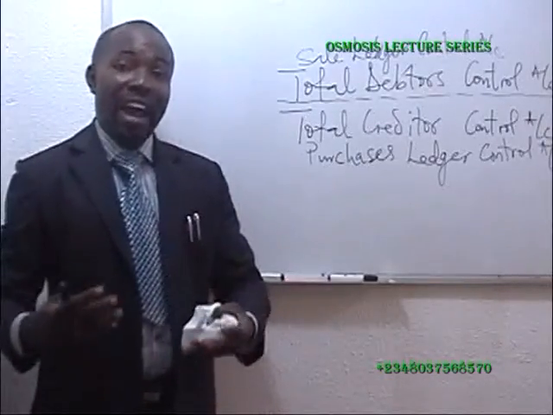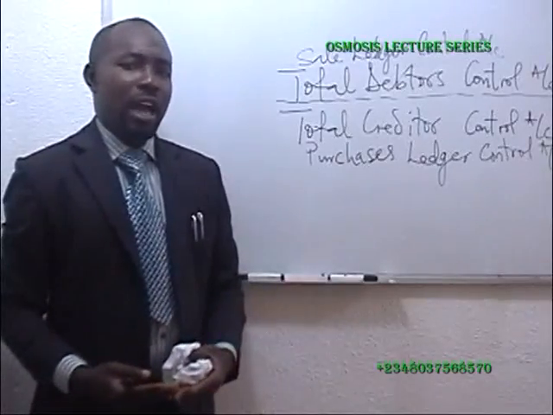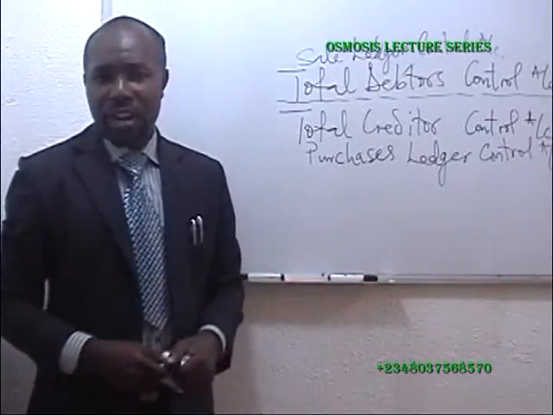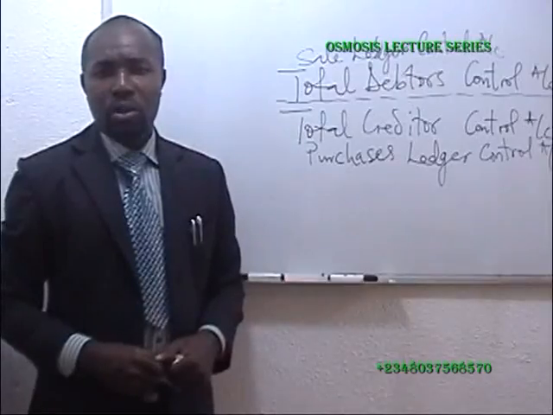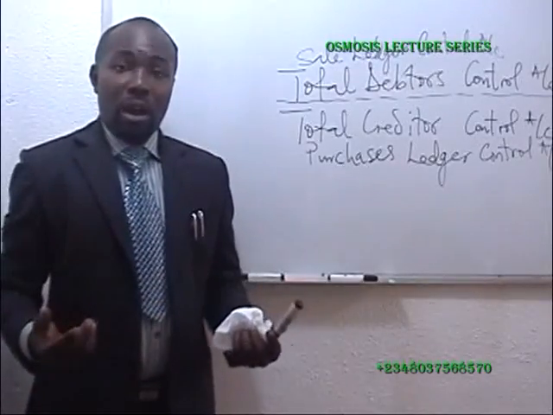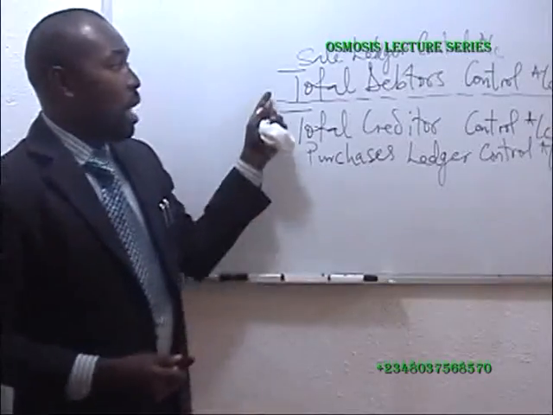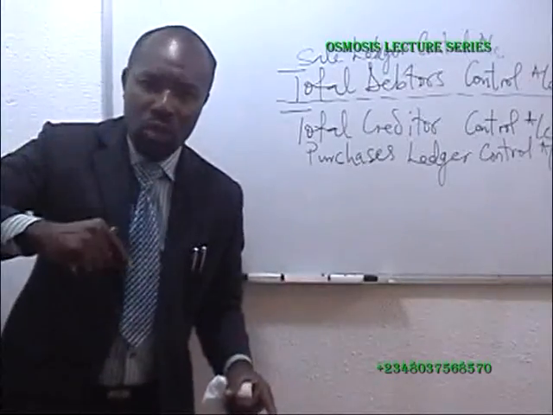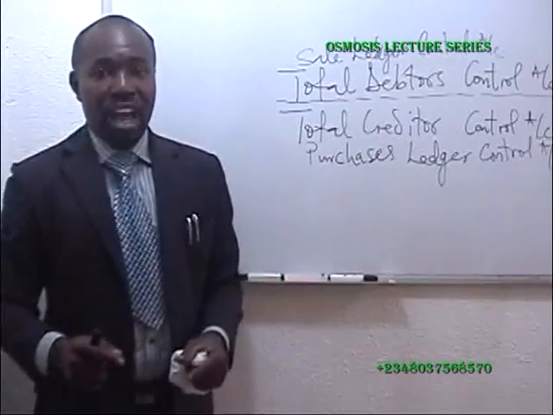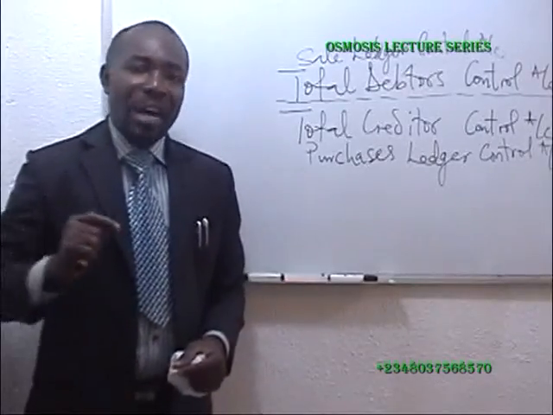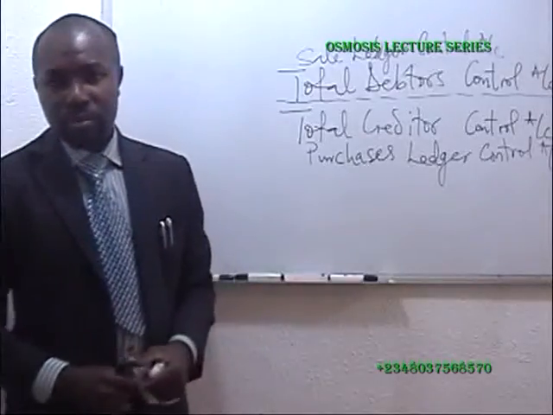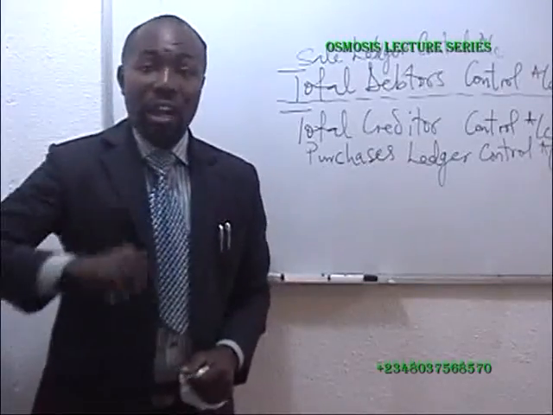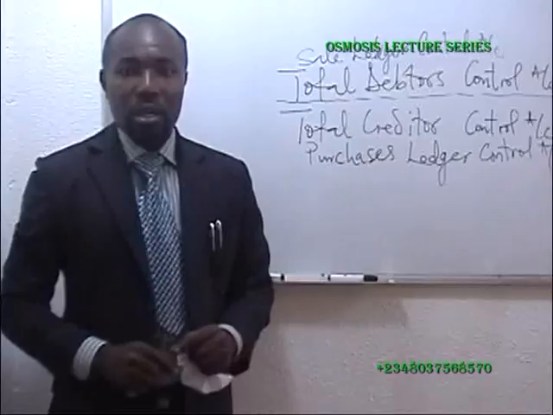As other issues arise, we now look at the nature of the transaction and know whether we are going to debit it or whether we are going to credit it in the control account. Remember, the total debtors control account. When we treated it in the double entry system, all our debtors have debit entry, while our creditors have credit entry. What I mean is all our debtors have debit balance, while all our creditors have credit balance.